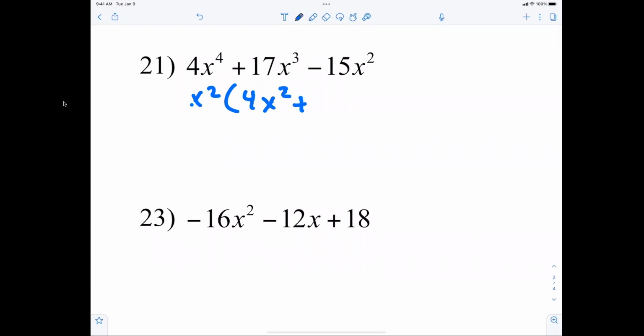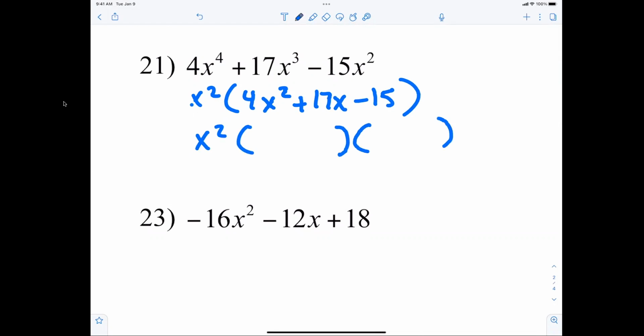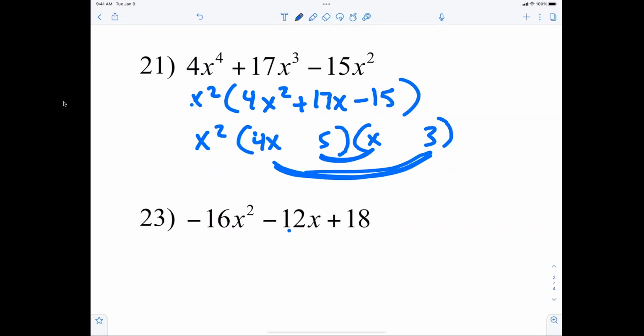4x squared plus 17x minus 15. X squared, 2 sets of parentheses. I put 4x and x. That's right. 4x and x, 3 over here, 5 over here. Because that makes how many now? 12, and that makes 5. That looks like the right answer.